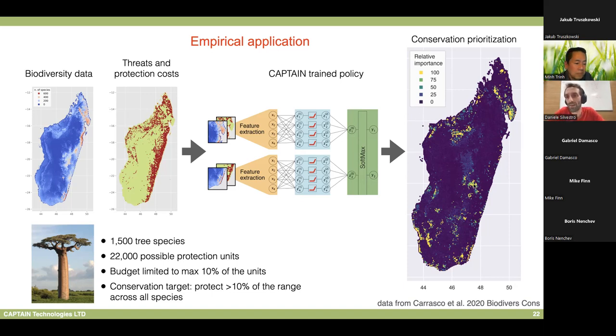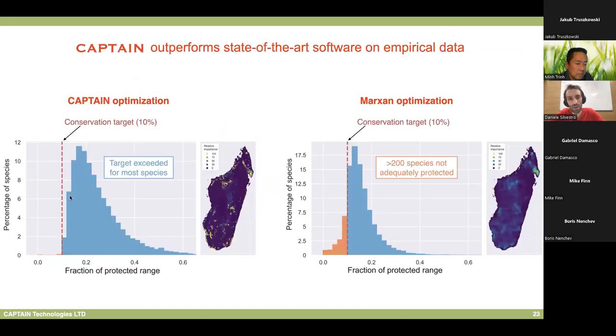We can then compare this outcome with the outcome that we would get with the same limited budget from a different software, Marxan. So here we have 22,000 possible units that we have to choose from, and the budget limits us to choosing up to 10% of them. And ideally, we want to conserve 10% of a species range for all species in our selected cells, right? So we do this experiment with CAPTAIN, and we see that we can indeed protect, with this budget, almost all species.